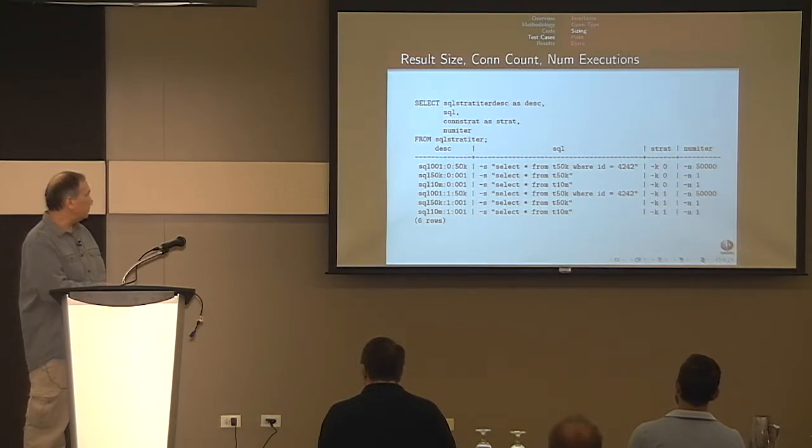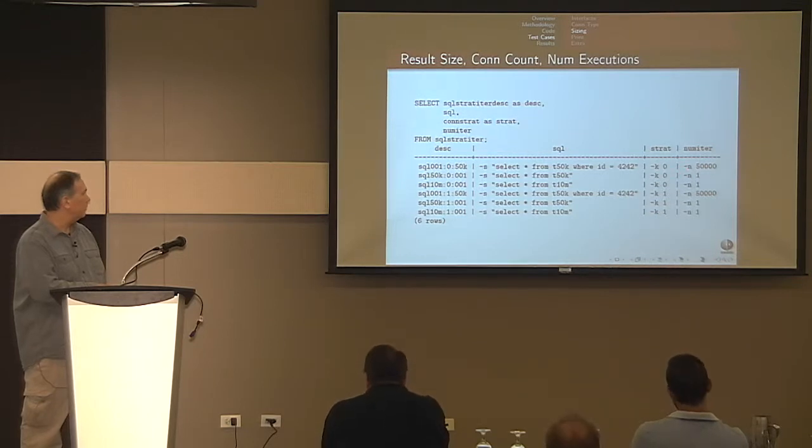The strategy is just K0, which means how many times I'm going to connect, and the number of iterations is -n, and the number of iterations.